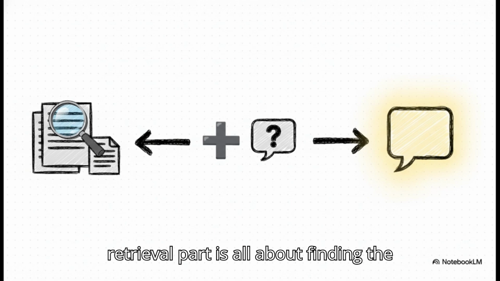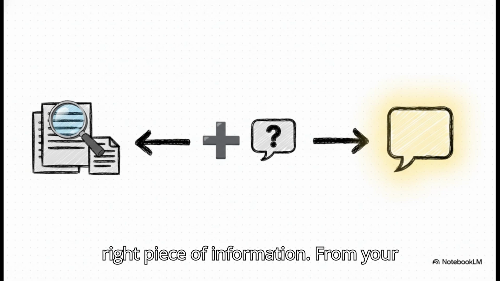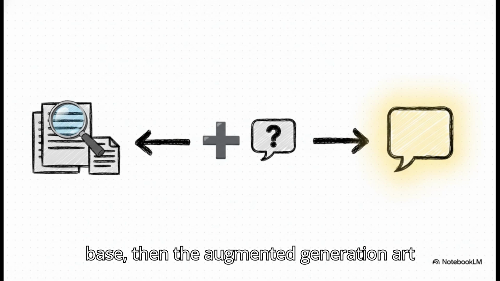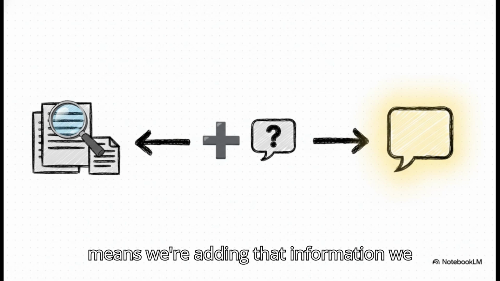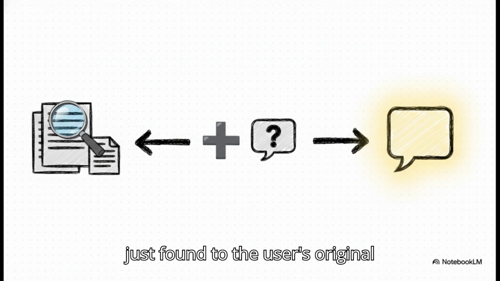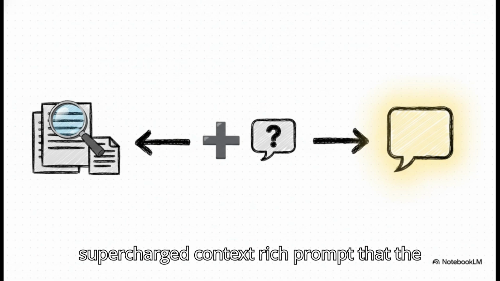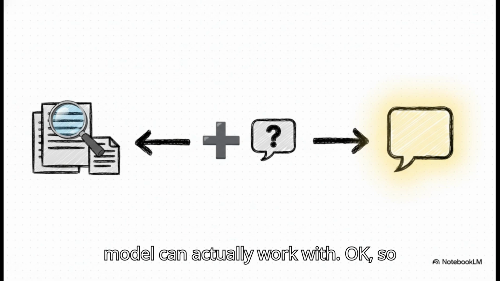So let's just break down the name itself because it tells you everything you need to know. The retrieval part is all about finding the right piece of information from your data source, what AWS calls a knowledge base. Then the augmented generation part means we're adding that information we just found to the user's original question. What you end up with is this supercharged, context-rich prompt that the model can actually work with.